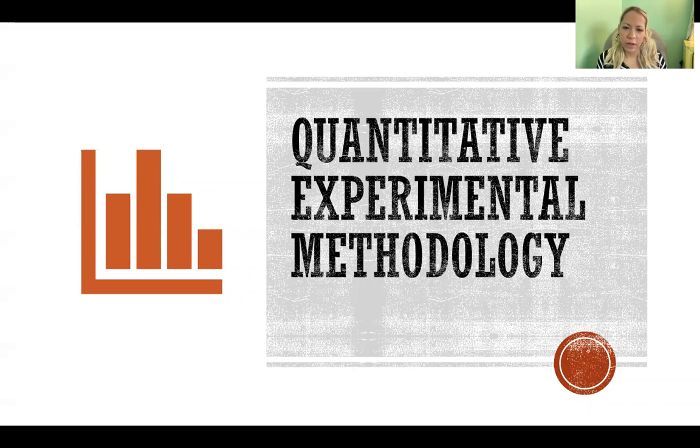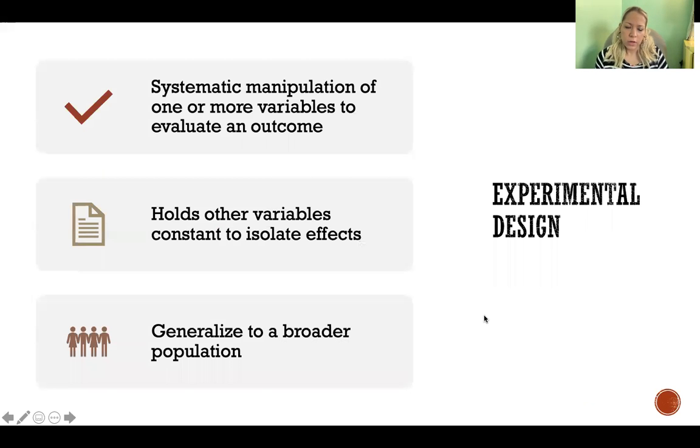Hello, in this video, I'm going to talk about quantitative experimental methodology. So in experimental design, we have systematic manipulation of one or more variables to find out if those variables are affecting outcomes. Importantly, we hold other variables constant so that we're isolating the effects of the independent variables to see if those are what are causing the effects or the outcomes. Because of the design, we can generalize the findings in an experimental design to a broader population.